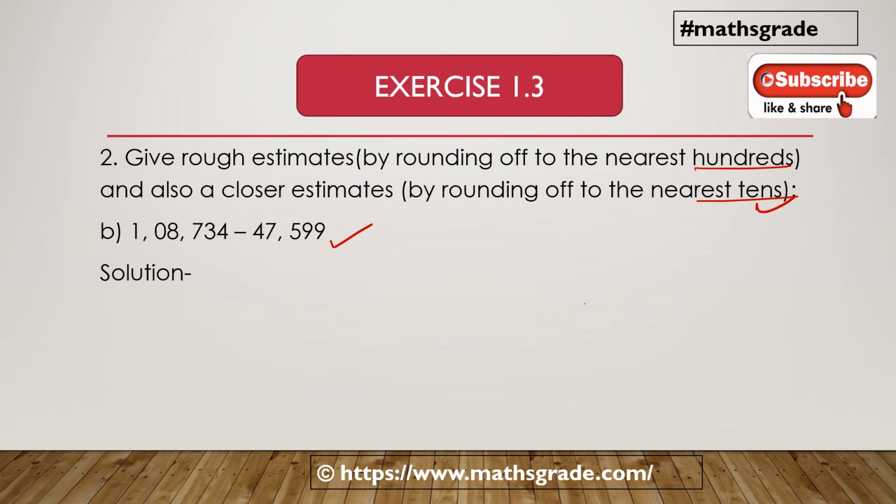Now estimating the difference of this number, 1,08,734 rounded up to the nearest 10, we got 1,08,730 minus 47,599 rounded up to the nearest 10, we got 47,600.